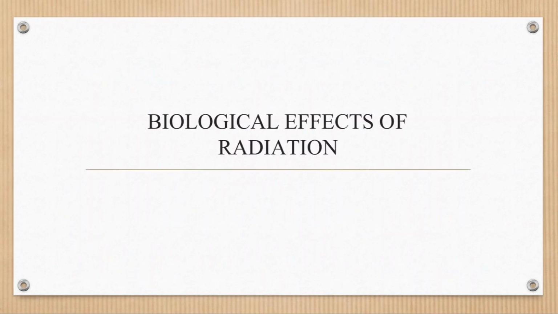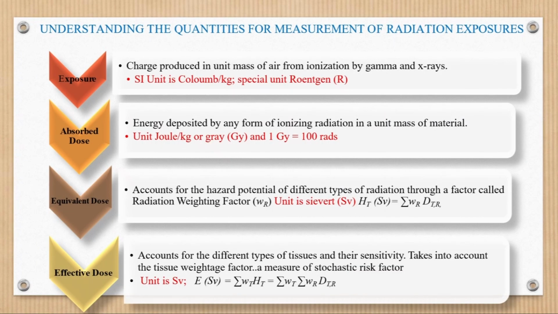So we must understand the biological effects of radiation. Before that, we must know some basic terms for the measurement of radiation. The first term is exposure. Exposure is a radiation quantity which is defined only for air. It is defined for the air medium. It is the measure of charge produced in a unit mass of air from the ionization by gamma and X-rays. So this is nothing but the ionization in air.